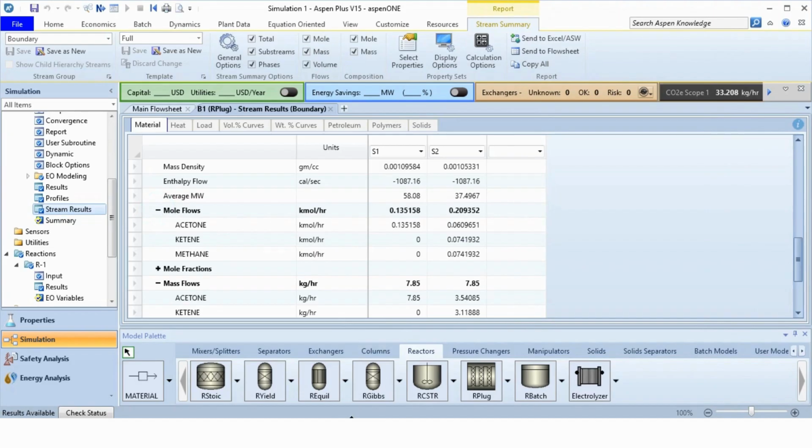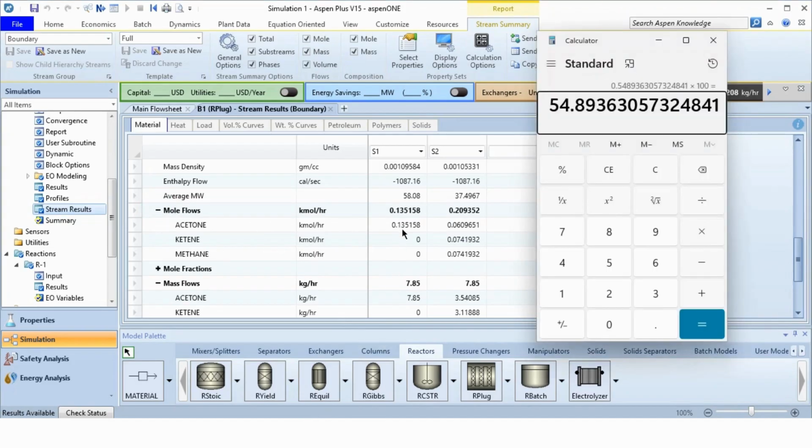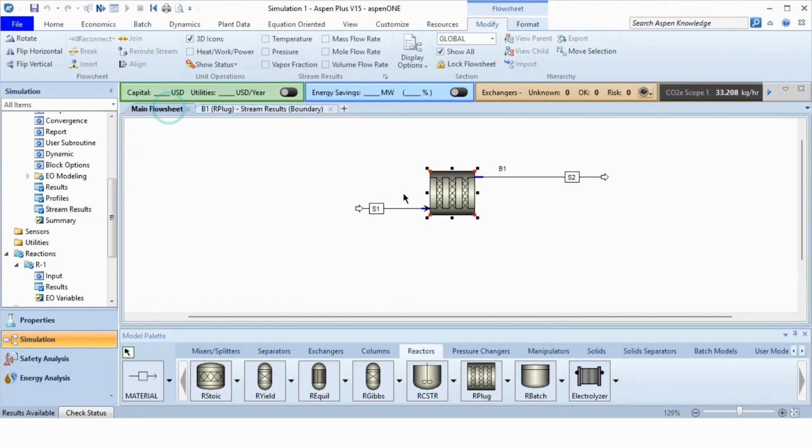If we talk about the molar basis, you can see that 0.135 kmol/h of acetone enters the reactor, while at the exit of the reactor there is 0.0609 of acetone, and 0.074 of ketene and methane are produced. If we again calculate the conversion on the basis of the number of moles, 0.135158 minus 0.0609651 divided by 0.1351558, the conversion is the same: 54.89% conversion is achieved in this reactor.